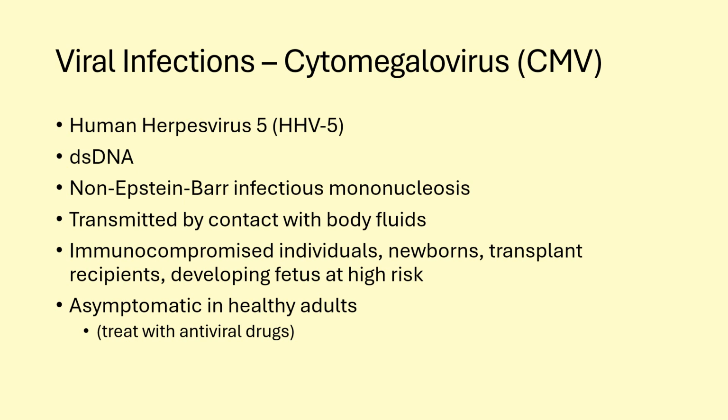In a healthy adult, it's often asymptomatic. So there comes a problem. If you have, say, a woman who's asymptomatic and she's pregnant, how do you know she's got it, to know that that developing fetus is at risk? If you know someone has it, you can treat it with antiviral drugs.